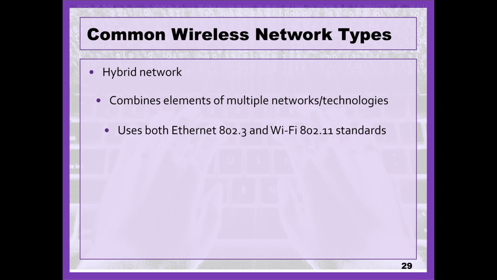A hybrid network is a network that incorporates components of several network types and technologies. For example, it may include both wired and wireless components.